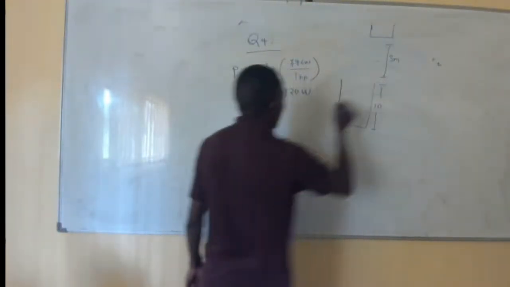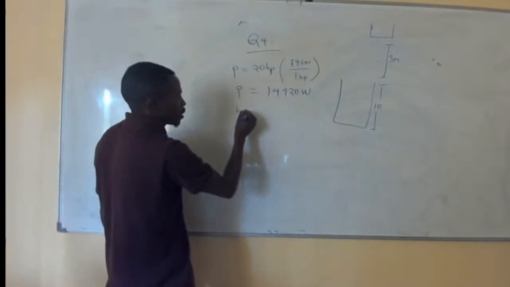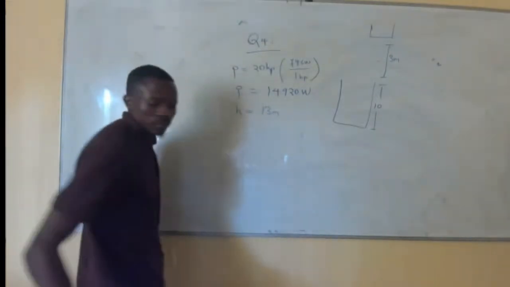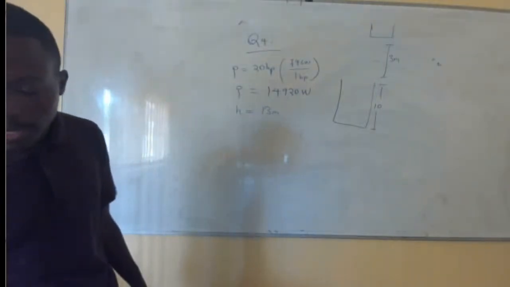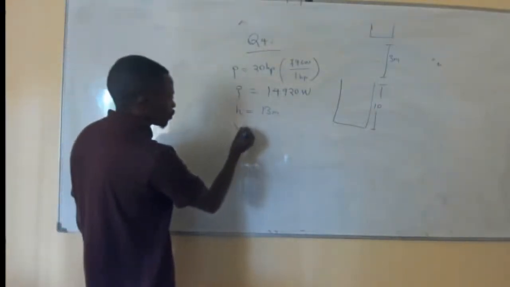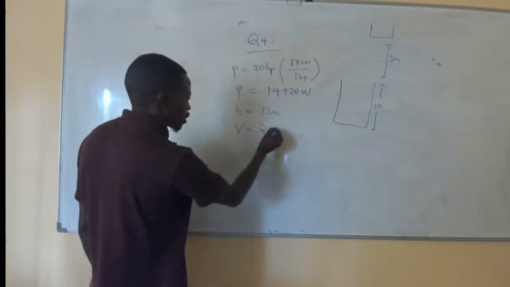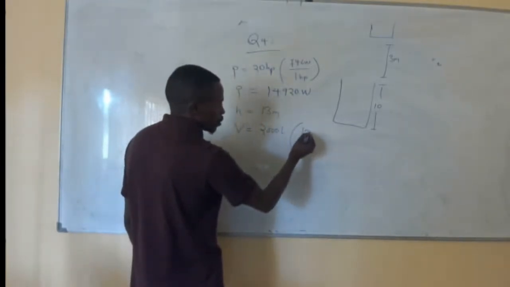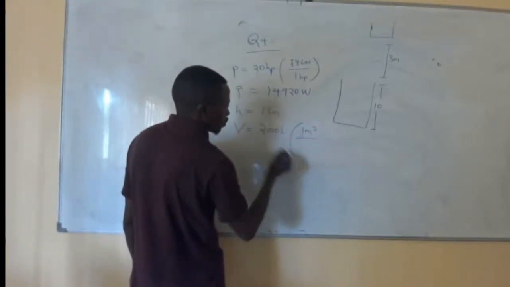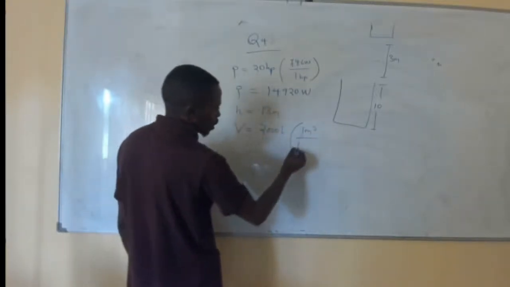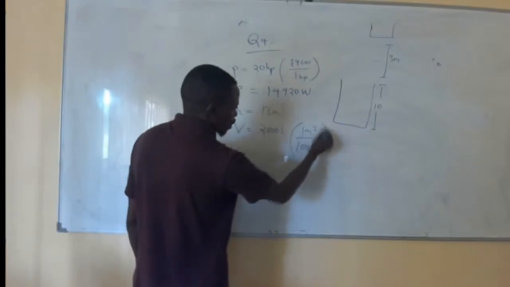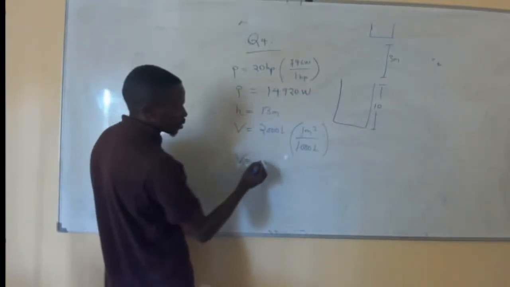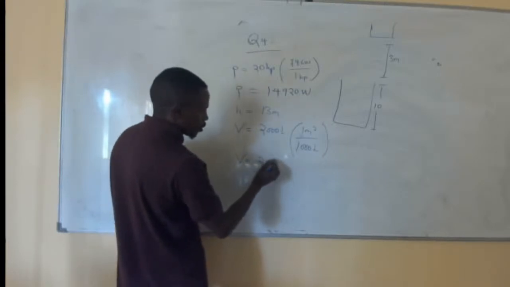So the total height is 13 meters. Okay? And then we've been given the volume of the tank, which is just 2,000 liters. Remember that 1 cubic meter is equivalent to 1,000 liters. So if I convert that into meter cubed, it's going to give me 2 meters cubed.